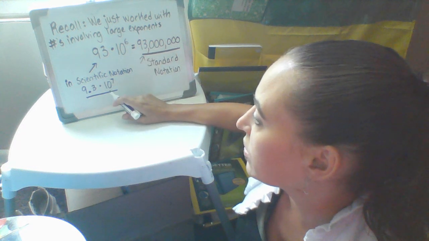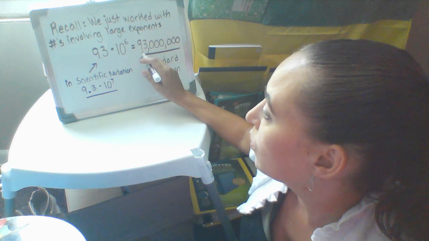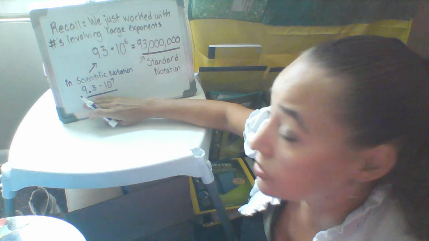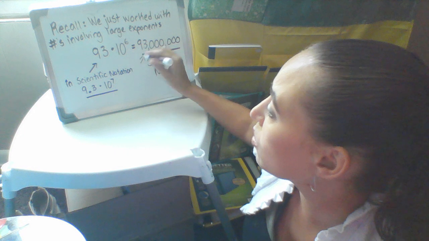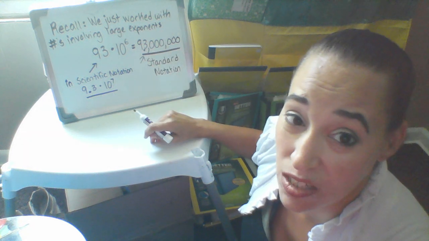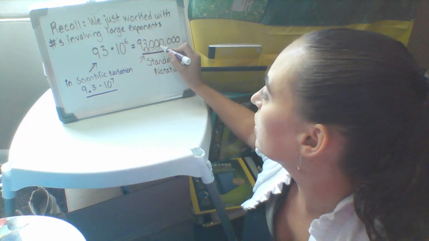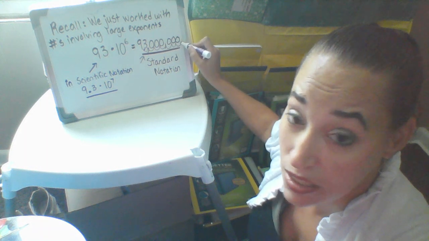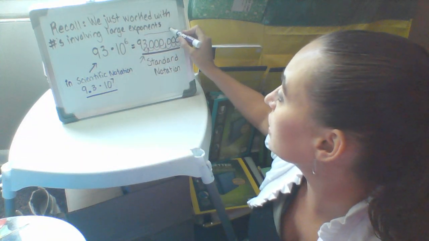How did I know 10 to the 7th? I want to get back to this number. This is the number that this is supposed to represent. So this represents this number. So if there's a decimal point right here, how do I get back to this number? I would have to move 1, 2, 3, 4, 5, 6, 7 units. So that's where I got the 7. And I'm moving to my right.